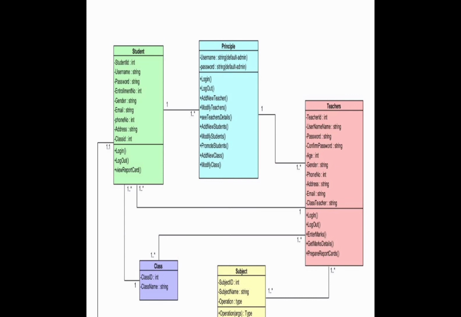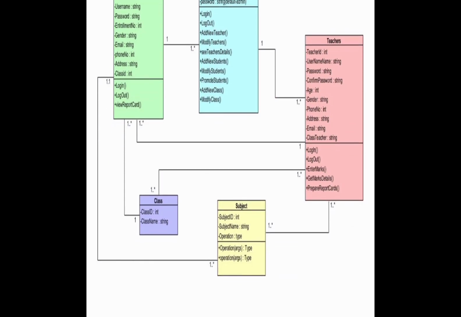Next I go to the principal table. I add the principal table private attributes username and password, and the principal's private operations: login, logout, add new teacher, modify teachers, see teacher details, add new students, modify student, promote students, add new class, and modify class. Next I go to the teacher table. I add the teacher table private attributes: teacher ID, username, password, confirm password, age, gender, phone number, address, email, class teacher. And also I add private operations: login, logout, enter marks, get mark details, prepare report cards.